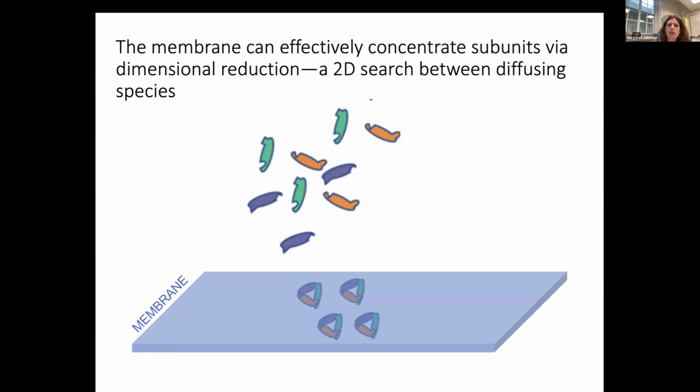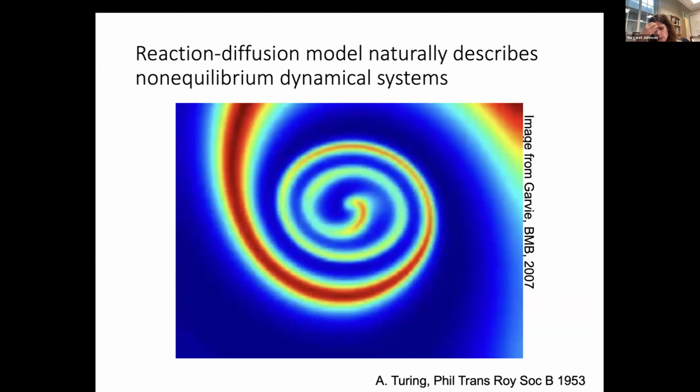So by putting them on the membrane, you've changed their concentration. They're now in units of per area. They can potentially be closer together. It's now a two-dimensional search. And so this can actually drive self-assembly, which is something that we've looked at in several papers.